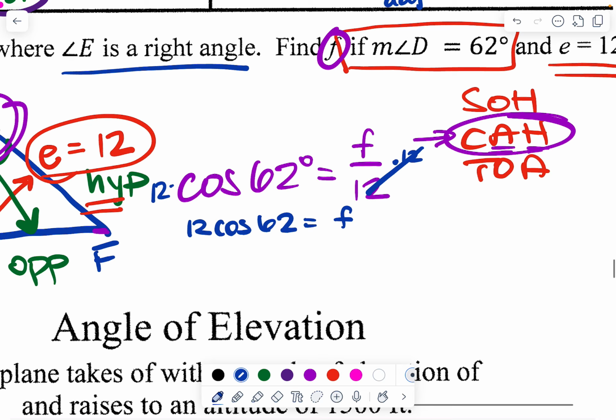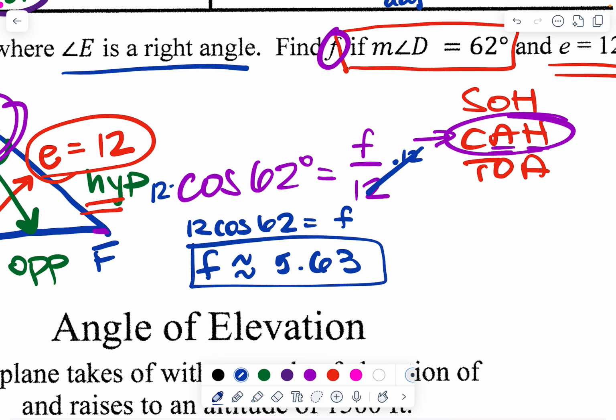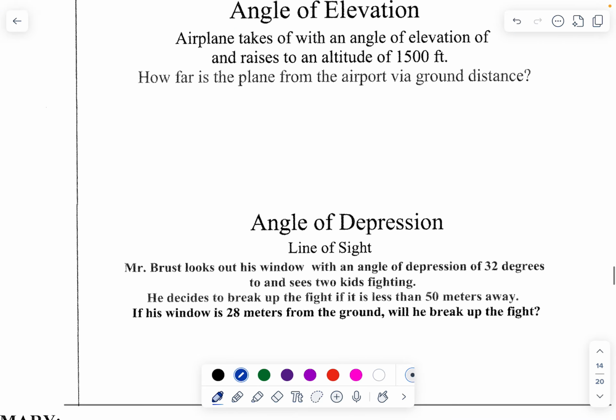Okay. Plug that straight into your calculator just like that. 12 times cosine of 62. And we get approximately 5.63. And again, this is not an angle, it's a side, so it's just a length.